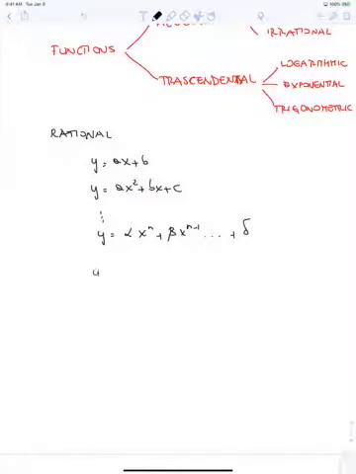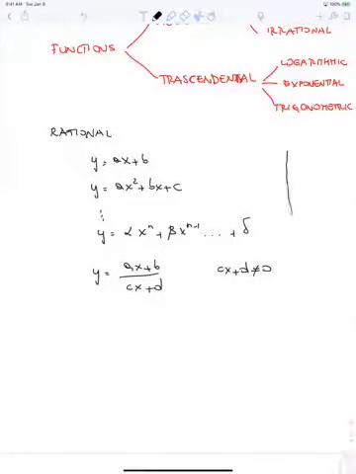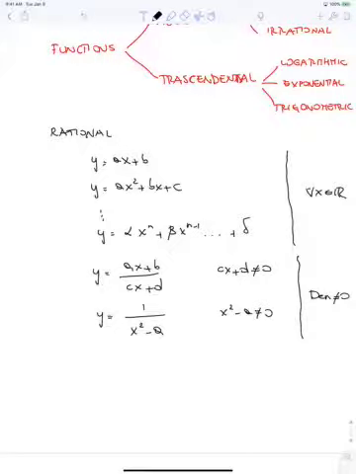But we can also have fractions of polynomials, so functions in the form ax plus b divided by cx plus d. These are still rational functions. Now, for polynomials, the domain is the entire set of real numbers, whereas in the case of fractions, we have to specify that the denominator cannot be equal to 0.